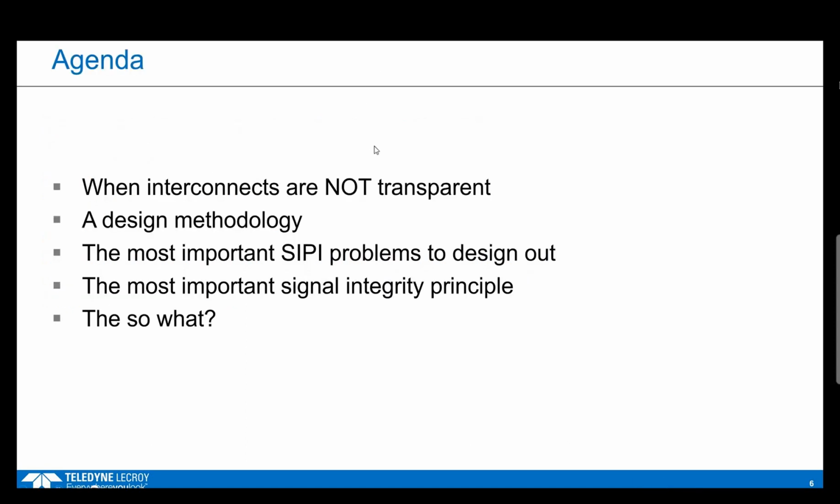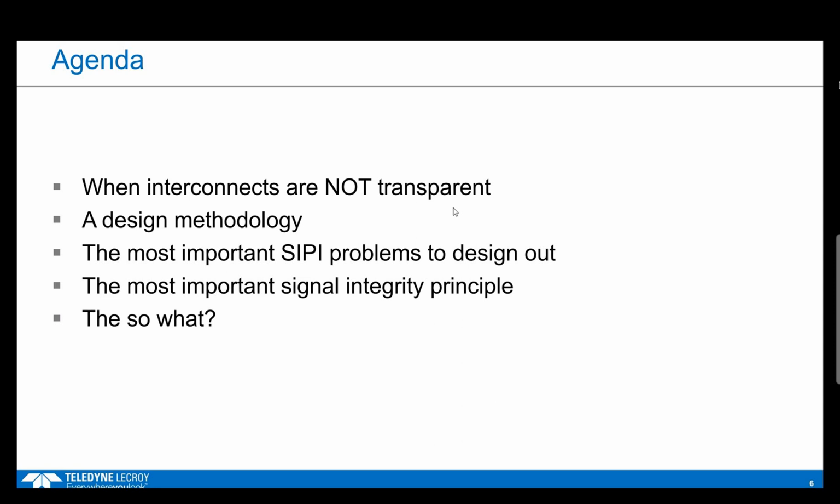We're going to talk a little about what it means to have interconnects when they're not transparent. How do you approach designing circuit boards in that case? And then I'm going to introduce you to what I think are some of the most important signal integrity and power integrity problems that you want to design out. Because after all, one of the most important design principles is you want to identify the problems and design them out at the beginning. And in order to understand what the root cause of those problems are, there are also a couple of important signal integrity principles that I'm going to introduce today.